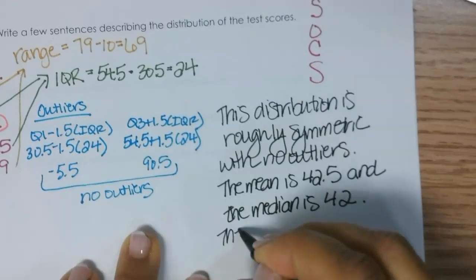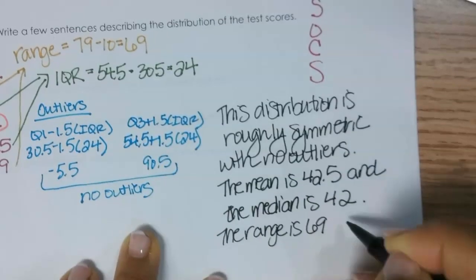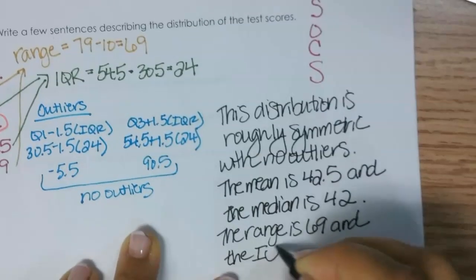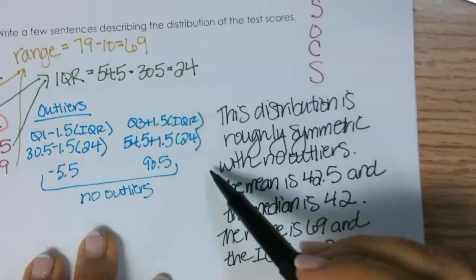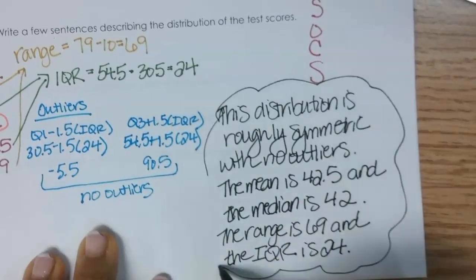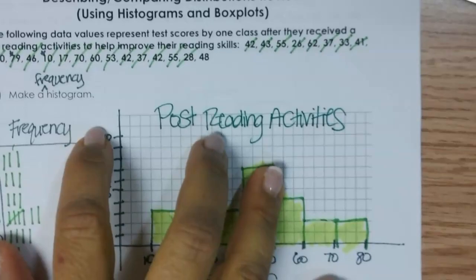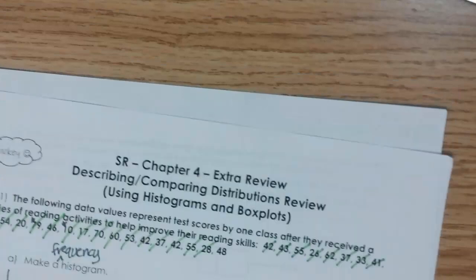Then the range, we said, is 69, and the IQR is 24. And again, I would have given units for this, but it didn't say if these were in points or percentages or what. So that's all I could do for something like that. Okay. So look, we reviewed topic 1 on histograms and topic 3 on describing distributions. So let's look what's next.